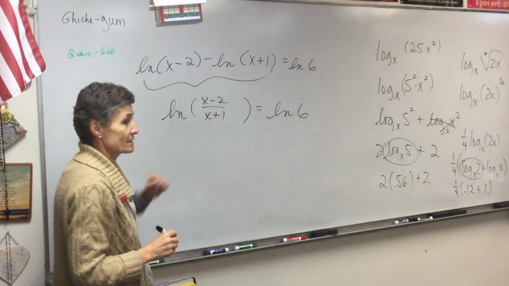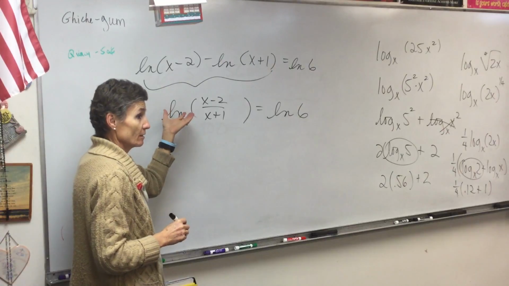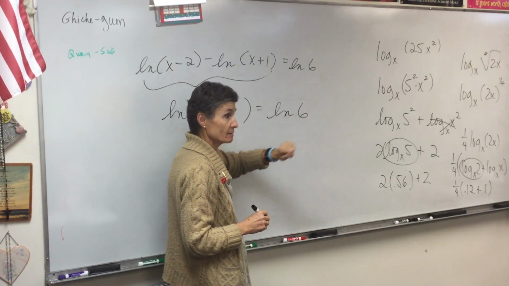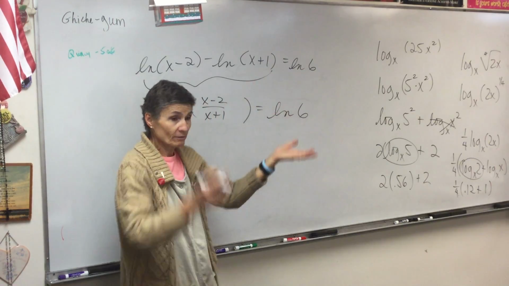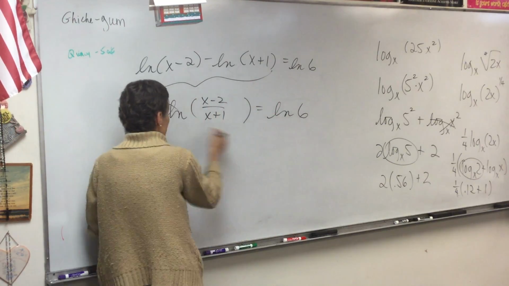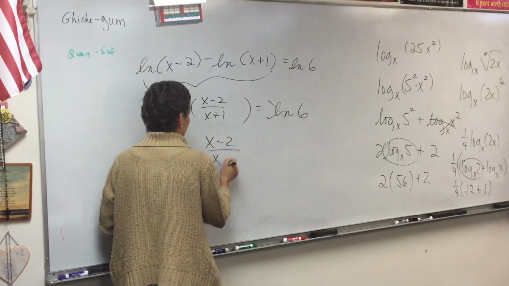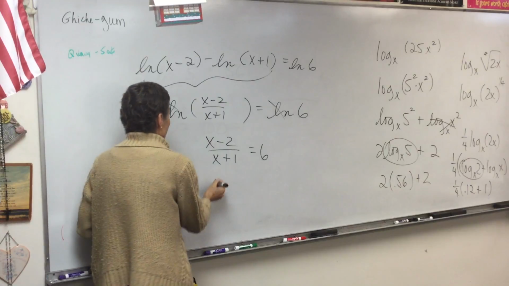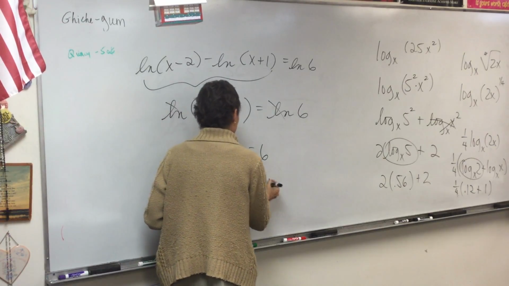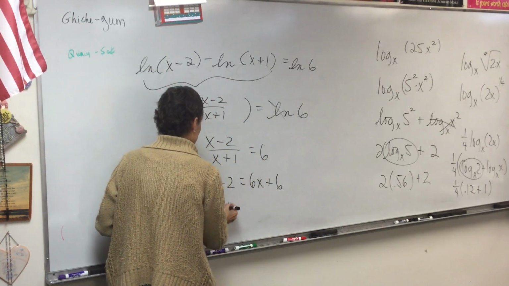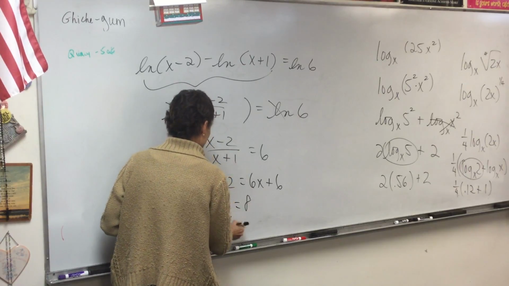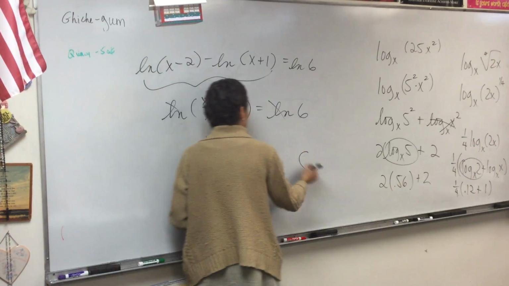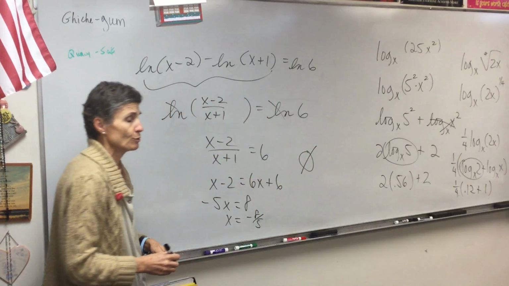Now that we've put those together, we have log of left side equals log of right side. And if log of left equals log of right, then it makes sense that x minus 2 over x plus 1 equals 6, doesn't it? So x minus 2 equals 6x plus 6. Negative 5x equals 8. And x equals negative 8/5. Oh, no solution here. That's an extraneous root.